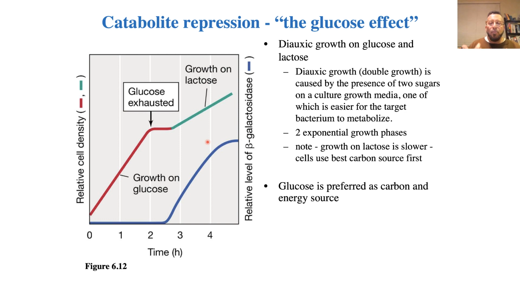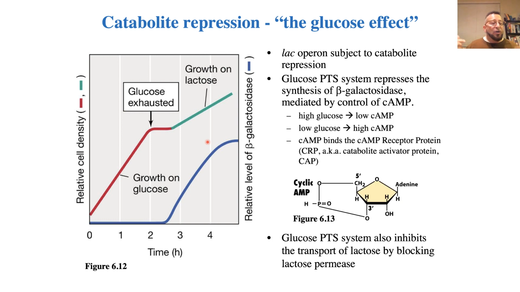So catabolite repression is an effect in which glucose becomes the preferential sugar that is going to provide carbon and energy for cells, inhibiting the use of the other sugar. And we're going to see that lactose and many other operons are subject to catabolite repression. So how is this happening?